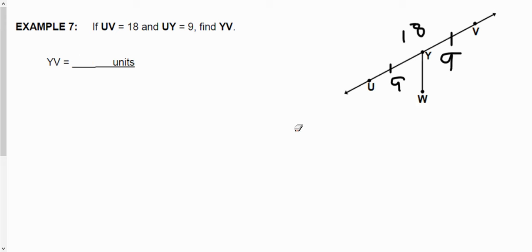But same type of easy problem. We still got our bisector. The pieces are equal. They tell us the whole thing from U to V equals 18. They even tell us U to Y is 9. So the other piece is also 9, YV. Let me know if you have any questions. So the answer to this, YV, was 9.